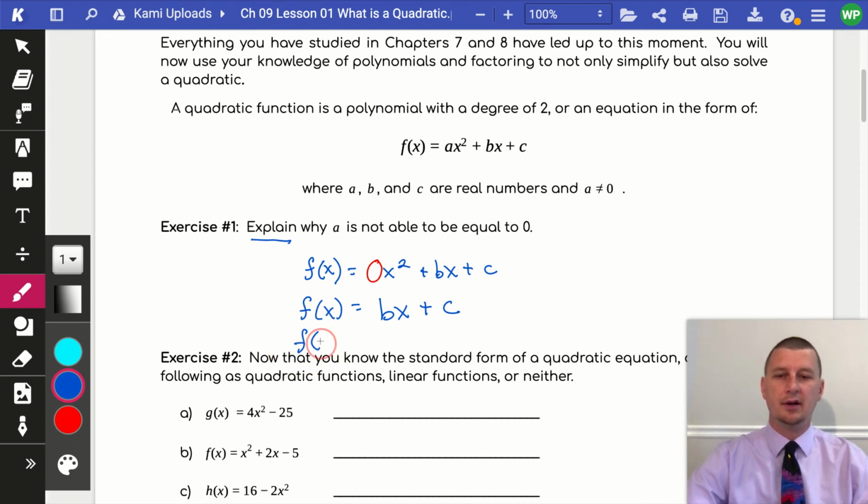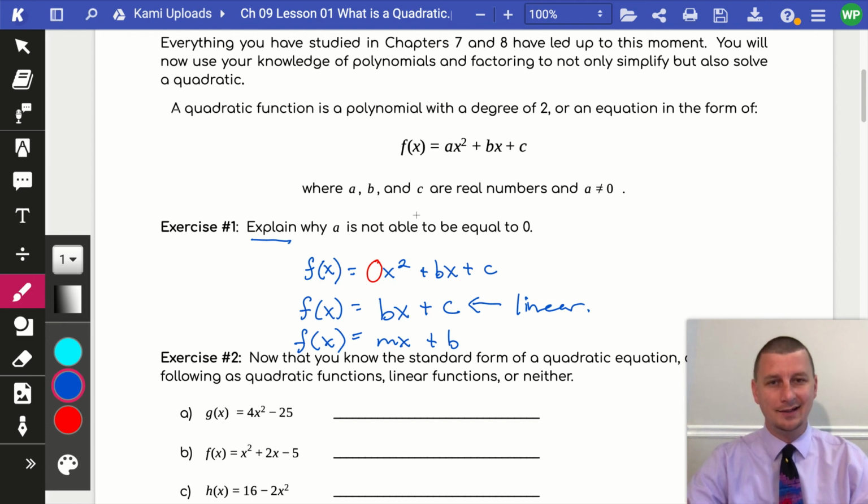So this looks an awful lot like mx plus b, doesn't it? Bx plus c. So because it looks like this, if we make a equal to 0, this becomes a linear equation. And we're not talking about linear equations anymore. We're talking about quadratics. So in order for it to be quadratic, you have to have a number before the x squared. The coefficient of x squared has to be a number, anything. It could be literally anything except 0, because 0 makes it a linear function, not a quadratic.